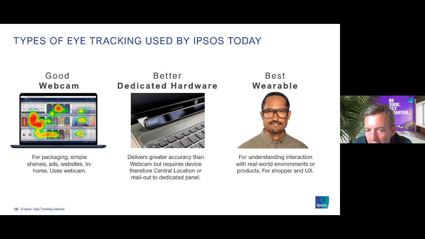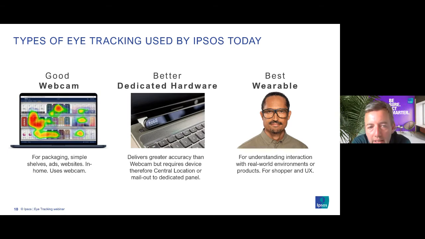The middle capability is dedicated hardware. So it's a kind of USB device, a bit like a webcam, but very specific to eye tracking, which is plugged into a computer or a screen and allows the device to project infrared or near infrared light sources at the eye so that it can measure the response with a very great accuracy as well, but in a kind of static screen-based environment.